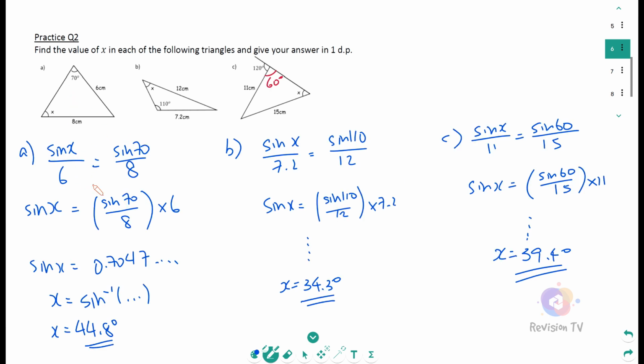For question A, the answer is 44.8. Part B, 34.3. For part C, you do have to work out this inside angle, which is 60 degrees, first, and then do the sine rule. So x equals 39.4 degrees.